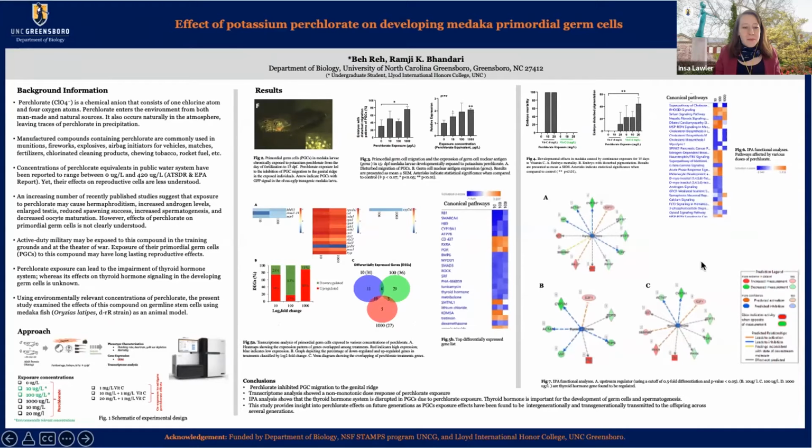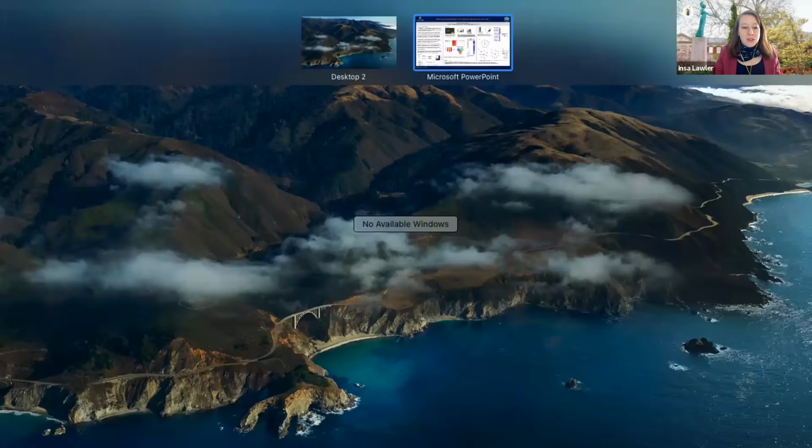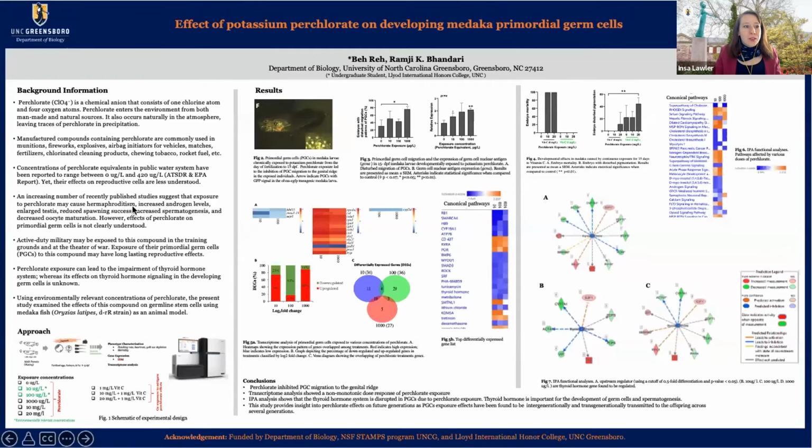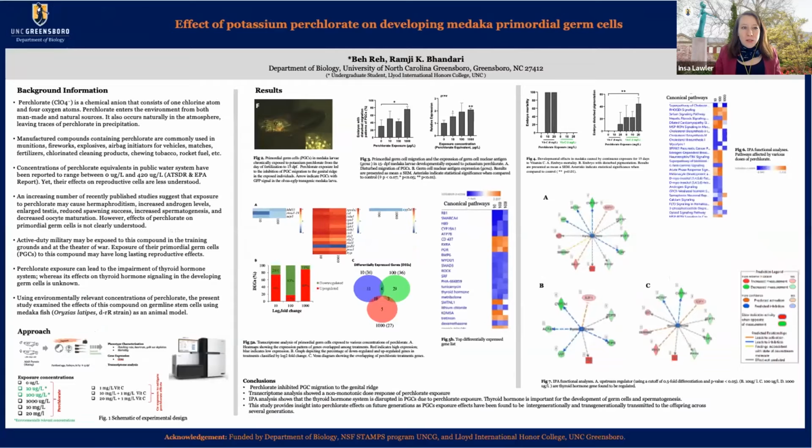Beret is a student at UNCG, a senior, and he's also a full honor student. His major is biology with a minor in chemistry. And today, Bay is going to talk about effects of potassium perchlorate on developing medaka primordial germ cells. Hi, my name is Barrett, and I'm a student in the laboratory, and I'll be presenting my project, the effect of potassium perchlorate on development with medaka primordial germ cell.